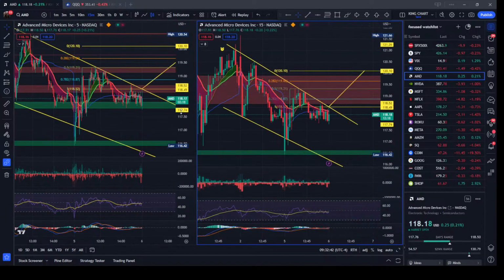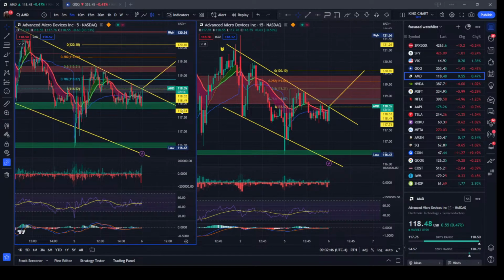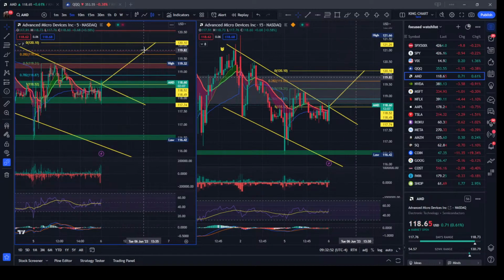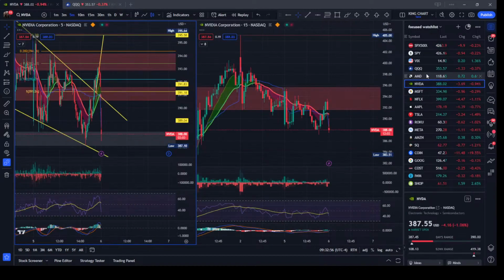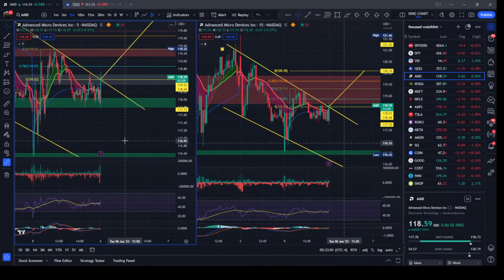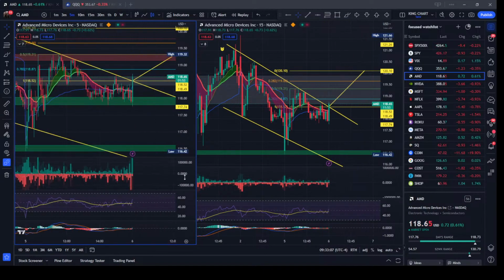AMD, probably the strongest thing that we're looking at so far. Wow, super strong on AMD. Yeah, a lot of volume just came in. If we look at our sound wave indicator here, you can see all the buyers just came in.